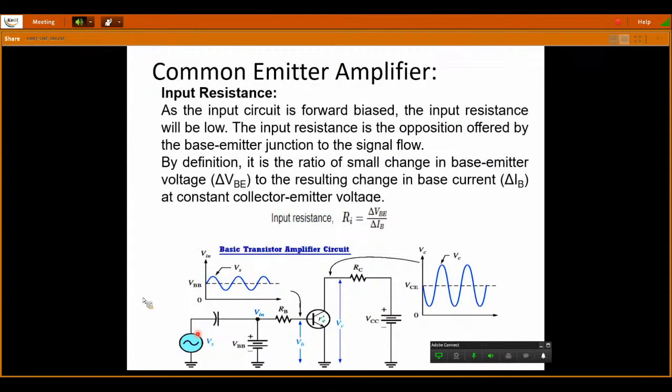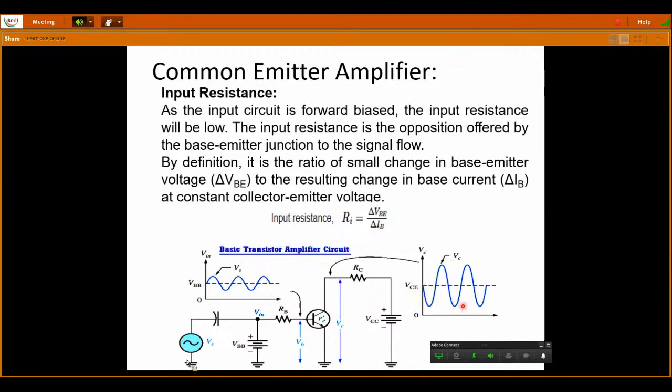Now, this is the simplest common emitter amplifier circuit. We have used coupling capacitors, VBB and VCC. VCC provides the reverse bias, and VBB provides the forward bias for the input junction. The AC signal which you want to amplify is coupled as VS through a coupling capacitor and the base resistor RB.